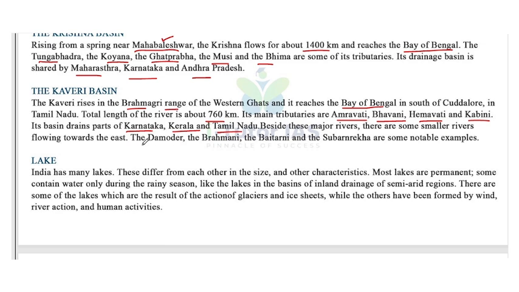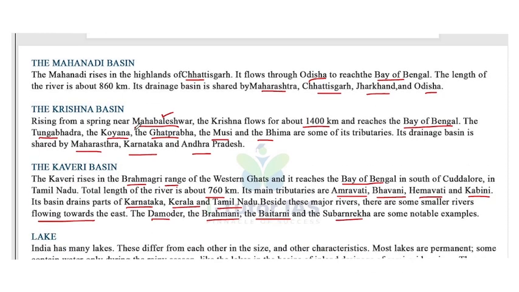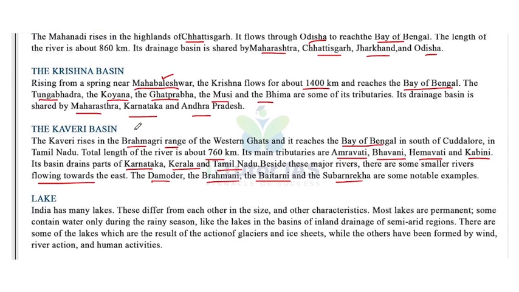Now, the Damodar, the Brahmani, Baitarani and Subarnarekha are some notable examples. Okay, so besides these major rivers, there are some smaller rivers flowing towards the east. We already discussed the major rivers, Mahanadi, Krishna, Kaveri and Godavari. But besides these, there are some other rivers such as Damodar, Brahmani, Baitarani and the Subarnarekha. These are also east flowing rivers.